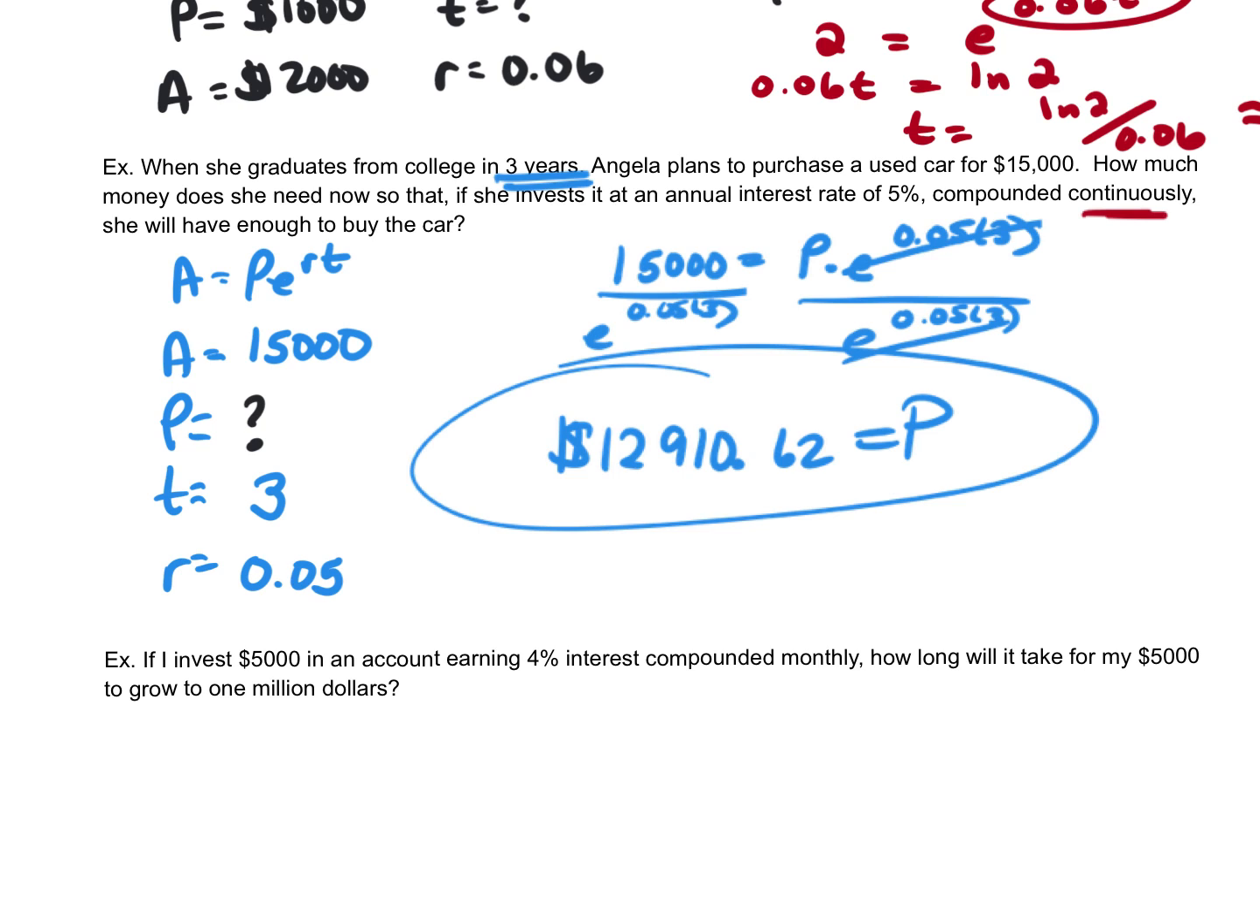So you just have to figure out what variables are missing. A lot of times it's t. t is a very common variable to be missing, and you have to use logs and all that stuff. But you could really be missing any of them. You could actually be missing the interest rate as well.